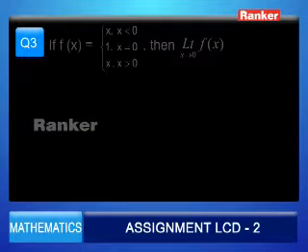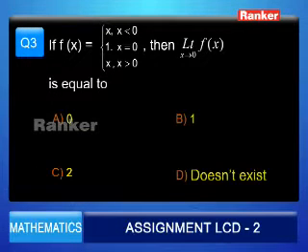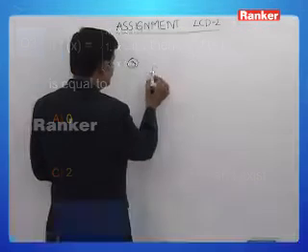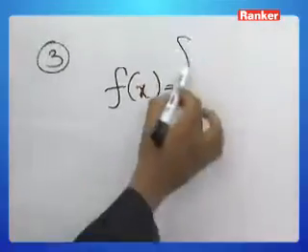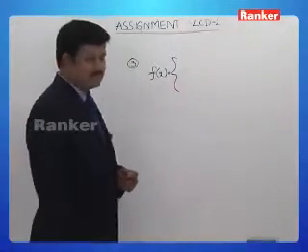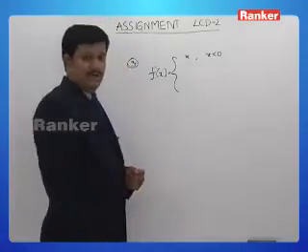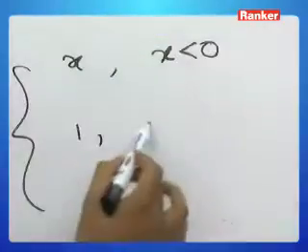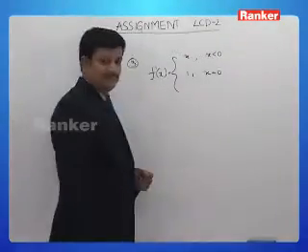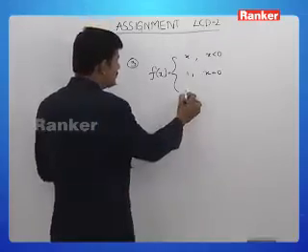Next question, let f of x is equal to x if x is less than 0, 1 if x is equal to 0, x square if x is greater than 0, and we have to find limit x tending to 0 f of x. So function is given, f of x is equal to x if x is less than 0, 1 if x is equal to 0, and x square when x is greater than 0.